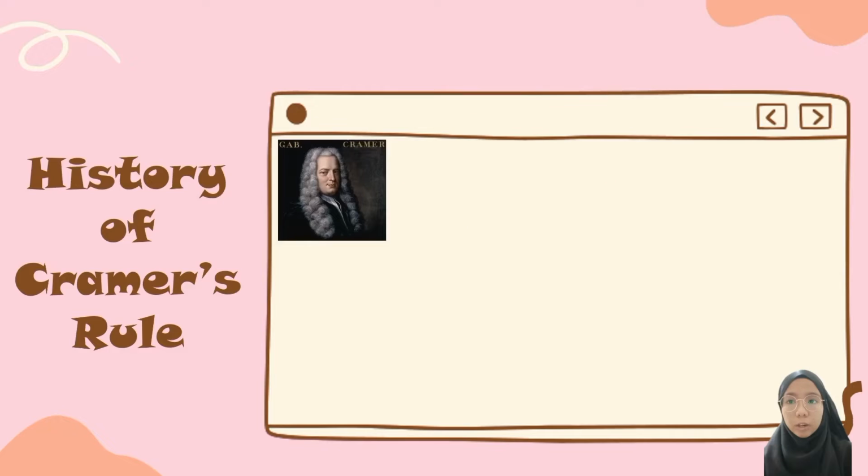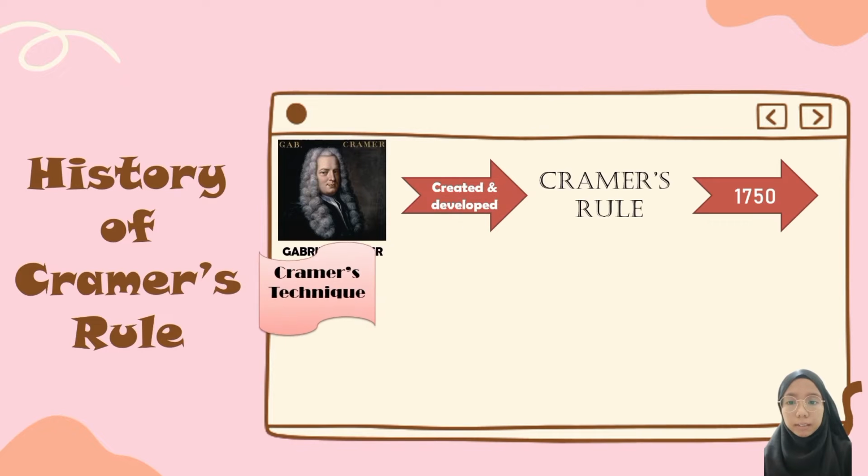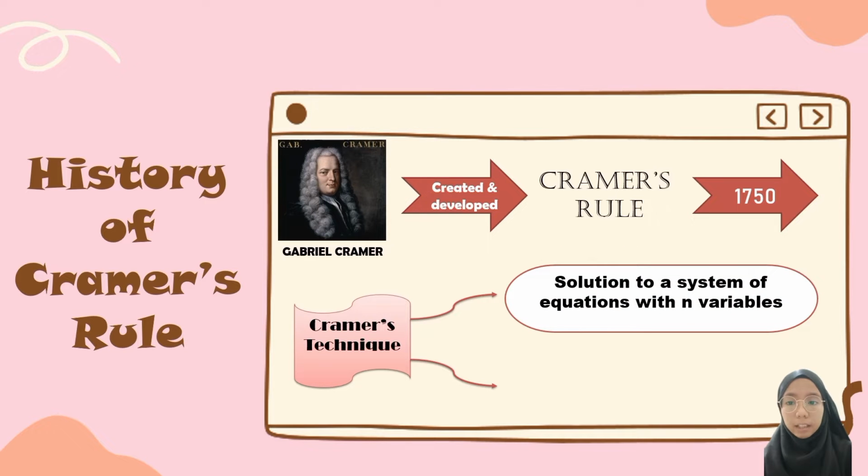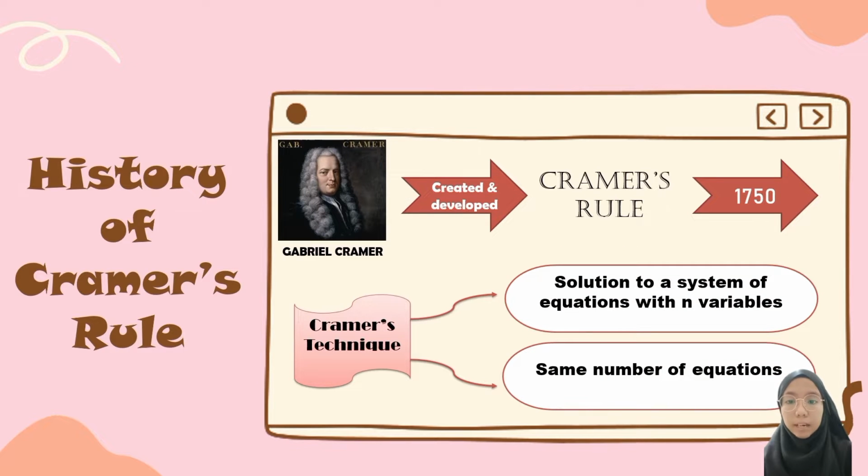Introduction. We will look at the history of Cramer's rule. Gabriel Cramer, a famous mathematician, created and developed Cramer's rule in 1750. He developed Cramer's technique to determine the solution to a system of equations with n variables and the same number of equations.